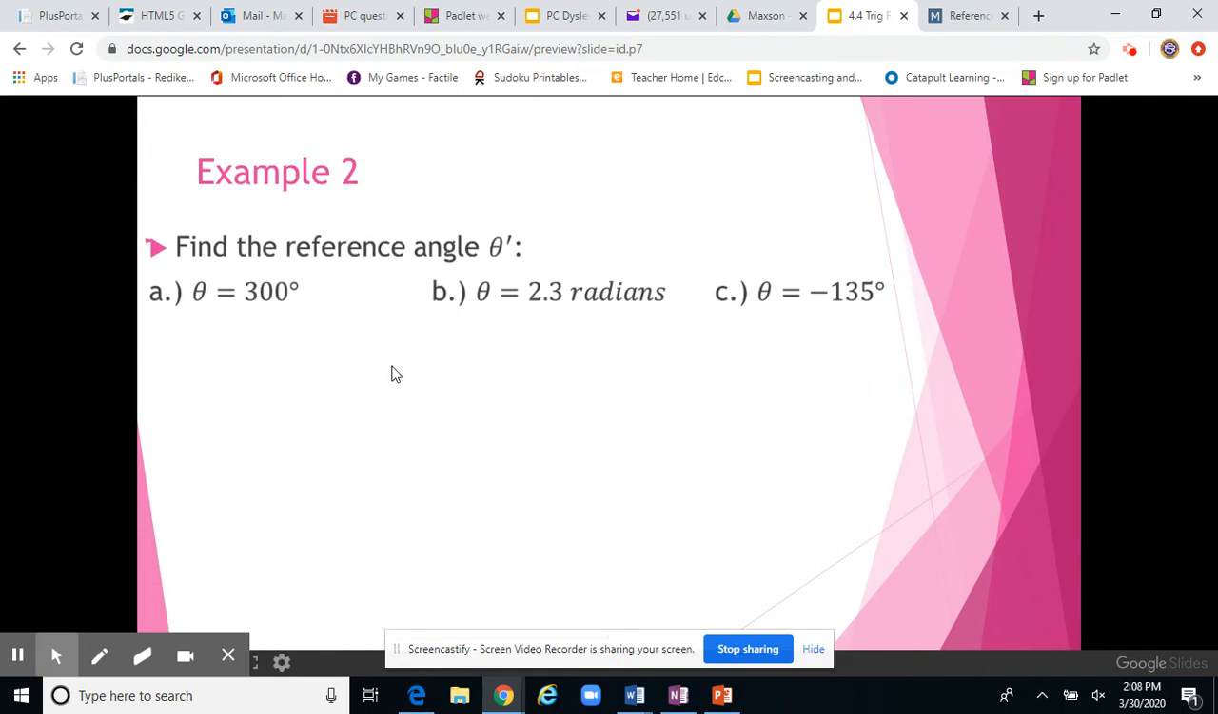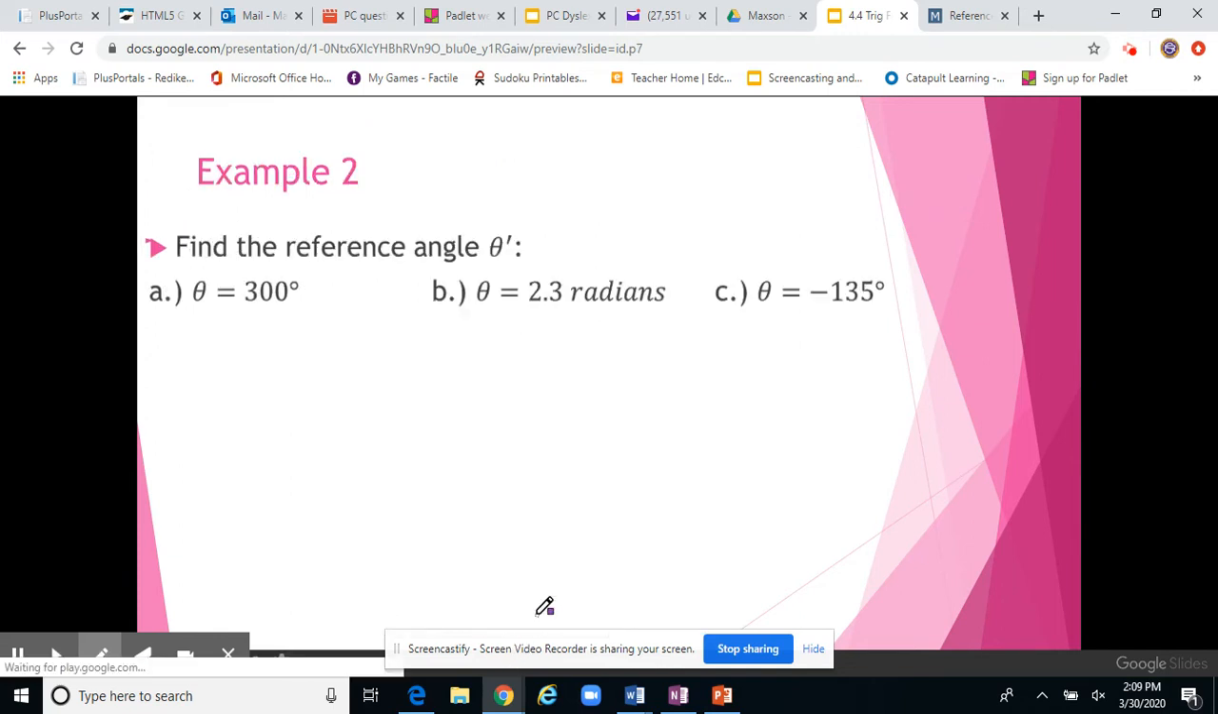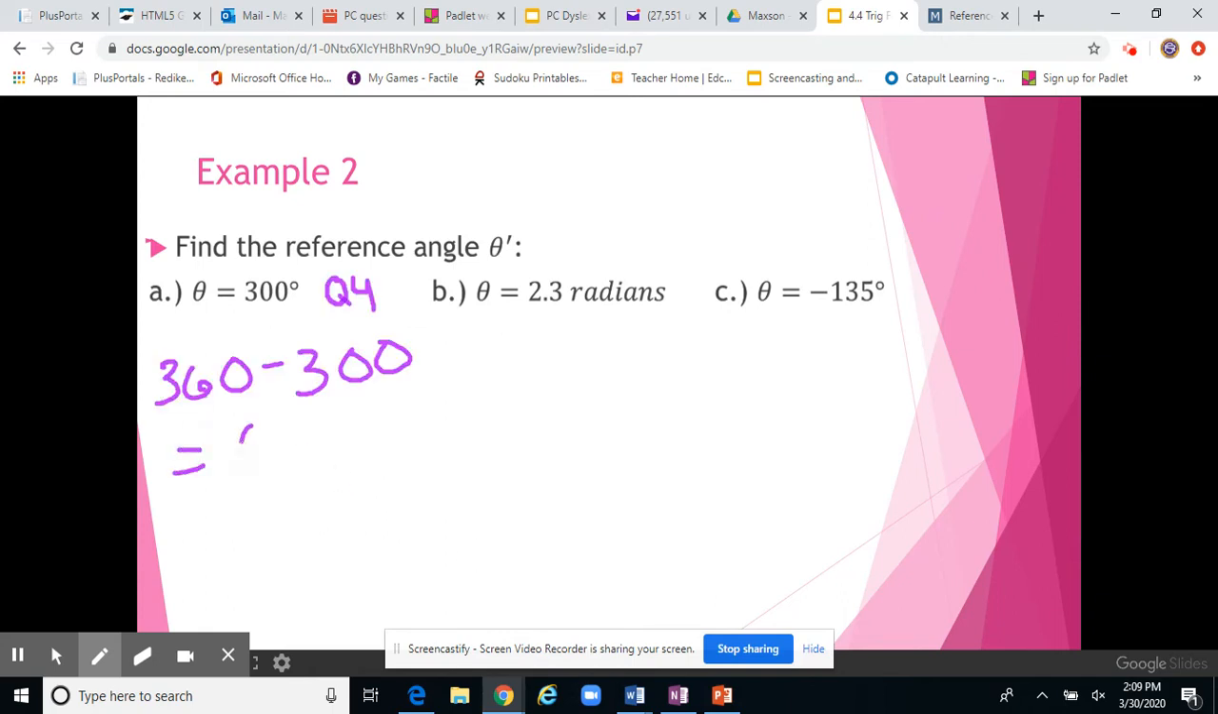So as examples, I might ask you to find the reference angle for different given angles. So for this first one, it says theta is 300. So our first step is to figure out what quadrant it's in. 300 is in Q4. And the rule for quadrant 4, if we're in degrees, is 360 minus the angle. So those rules, once again, are right from this chart. So that would mean our reference angle is 60 degrees. And then you're done.